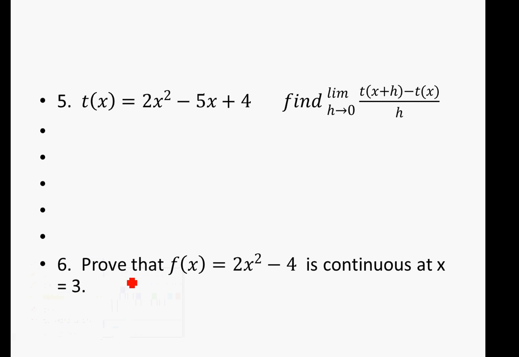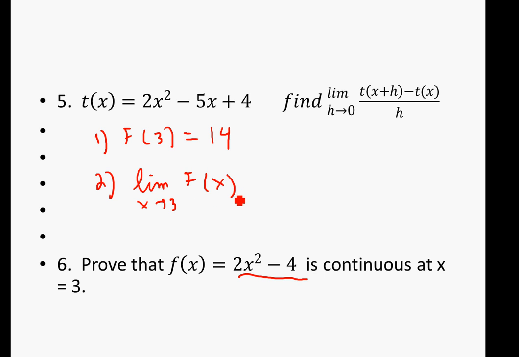Prove that this is continuous at 3. Well, we do three things. This should be easy. First, what's f of 3? Well, you should know this is continuous. It's a parabola. Plug in 3. You get 3 squared is 9 times 2 is 18 minus 4, 14. That's the first thing. Number 2, you check the limit as x goes to 3 of f of x. But since it's continuous, you can just plug it in.